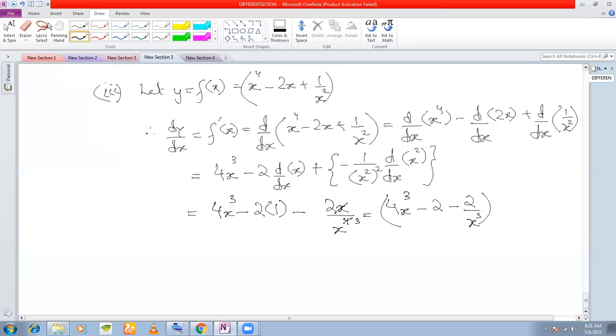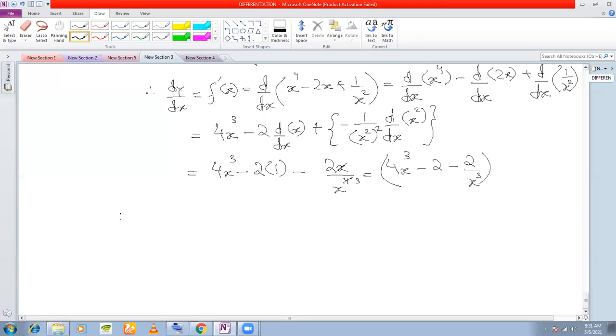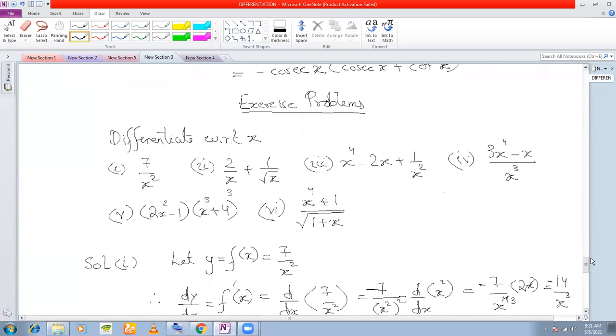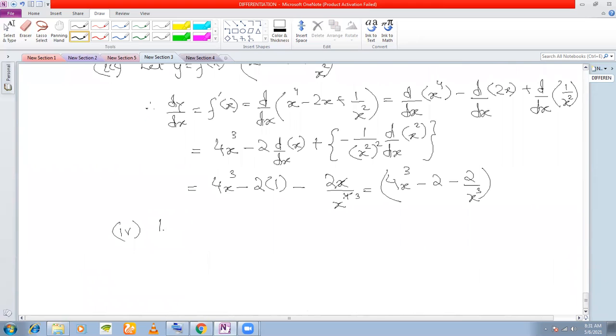Yes, we have time for one more. Do number 4 also. I'll try to finish all 5 if I can. Anyway, let's see what the next one is. The next one here is 3x to the power of 4 minus x divided by x. So I say that y is equal to f(x) is equal to 3x to the power of 4 minus x divided by x. That is your question.